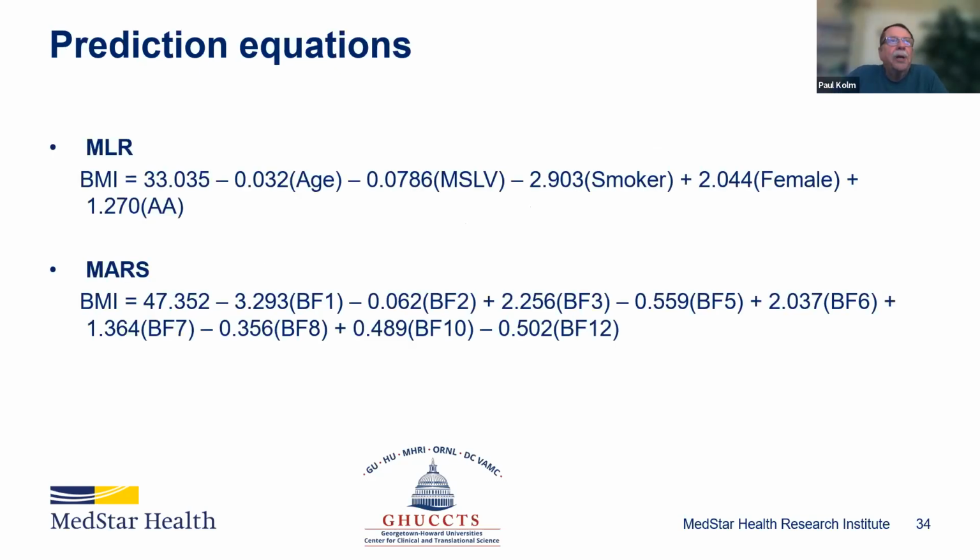And so these would be our prediction equations for the continuous variable, or BMI is continuous. For the linear regression, they'd be just like they typically are. You have your regression coefficient times whatever the value of the variable is. For MARS, though, we have our regression coefficients times the basis function. And so in this case, what I've shown is that either one isn't really a great predictor of BMI.